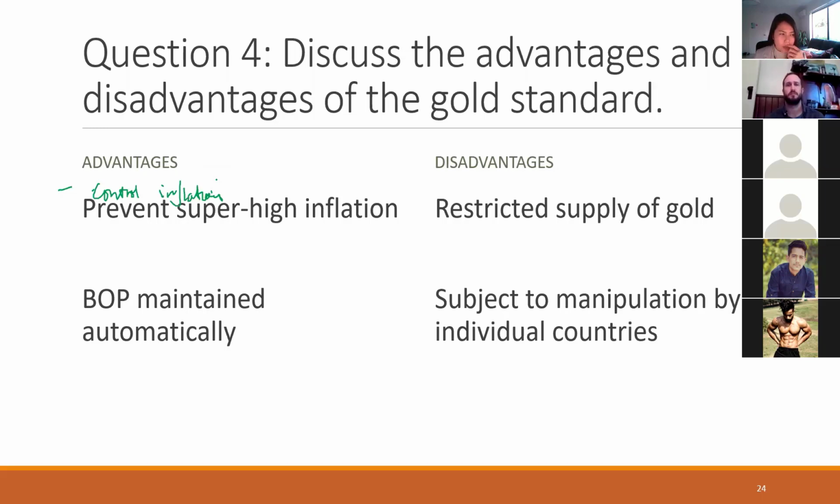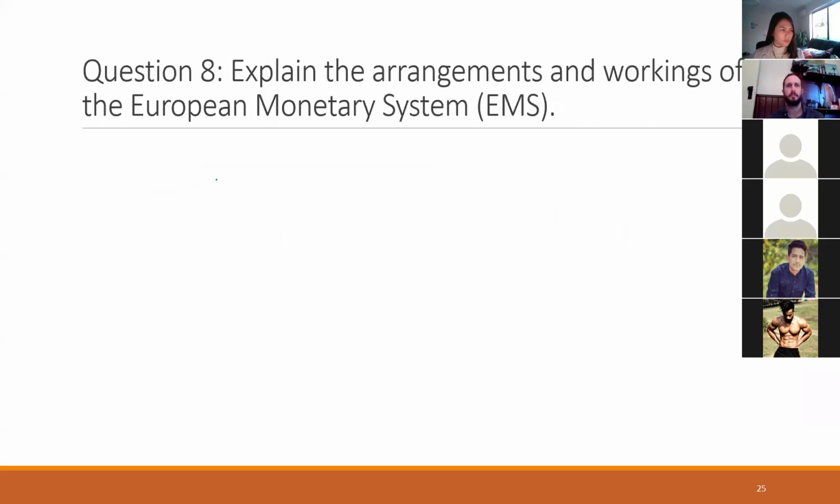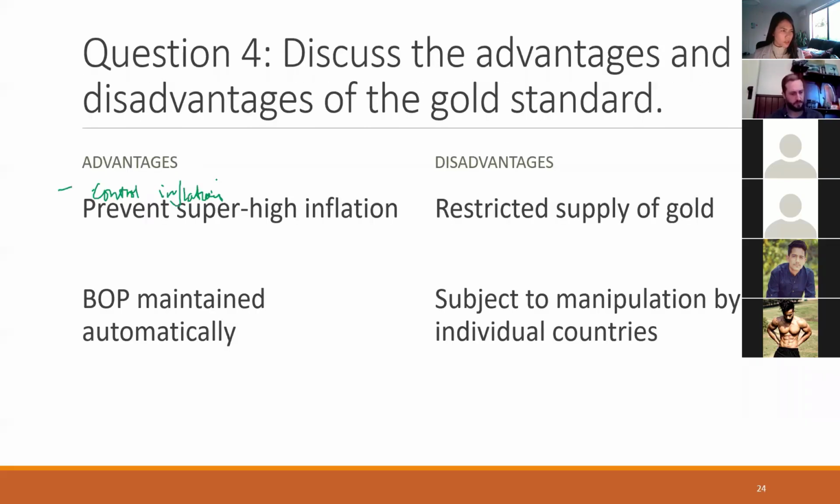Okay, and second, also, as you mentioned, James, the gold supply could be quite restricted. So if you want to grow your money supply, it's going to be quite hard. Okay, so that was question 4.